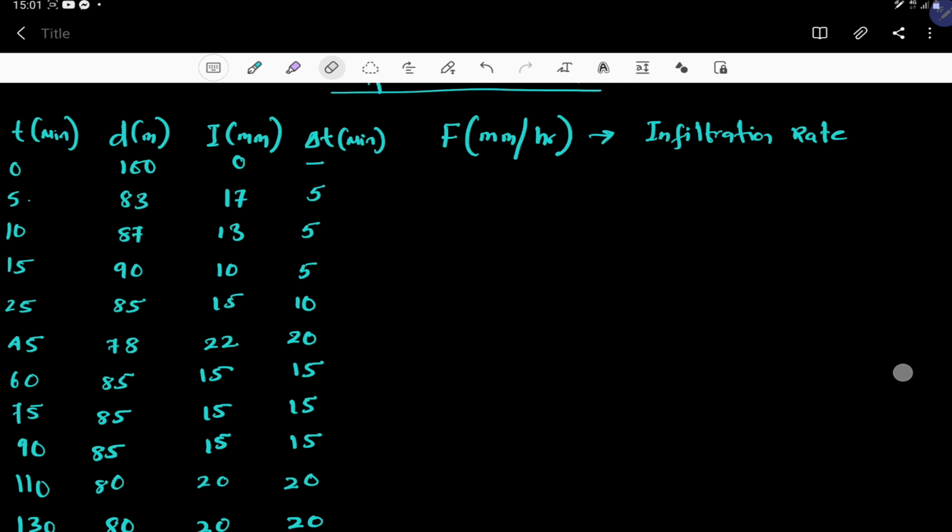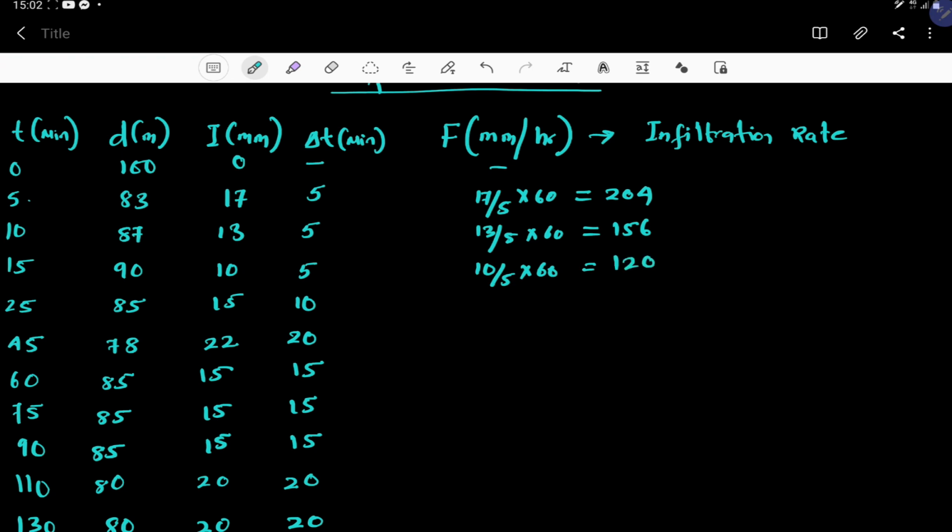So for the first it's going to be a dash, for the second it's going to be 17 over 5 into 60. For the next it's going to be 13 over 5 into 60. So the value is 204. The next is 156. Likewise, it's going to be 10 over 5 into 60, right? It's going to be 120.